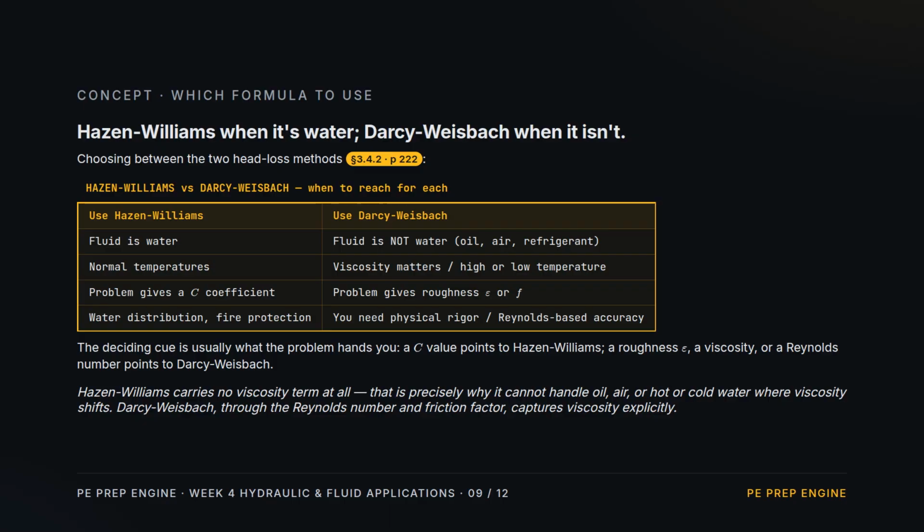The fastest tell is what the problem gives you. A C points to Hazen-Williams. A roughness, viscosity, or Reynolds number points to Darcy-Weisbach. The deep reason: Hazen-Williams has no viscosity term, which is exactly why it can't touch oil, air, or off-temperature water.